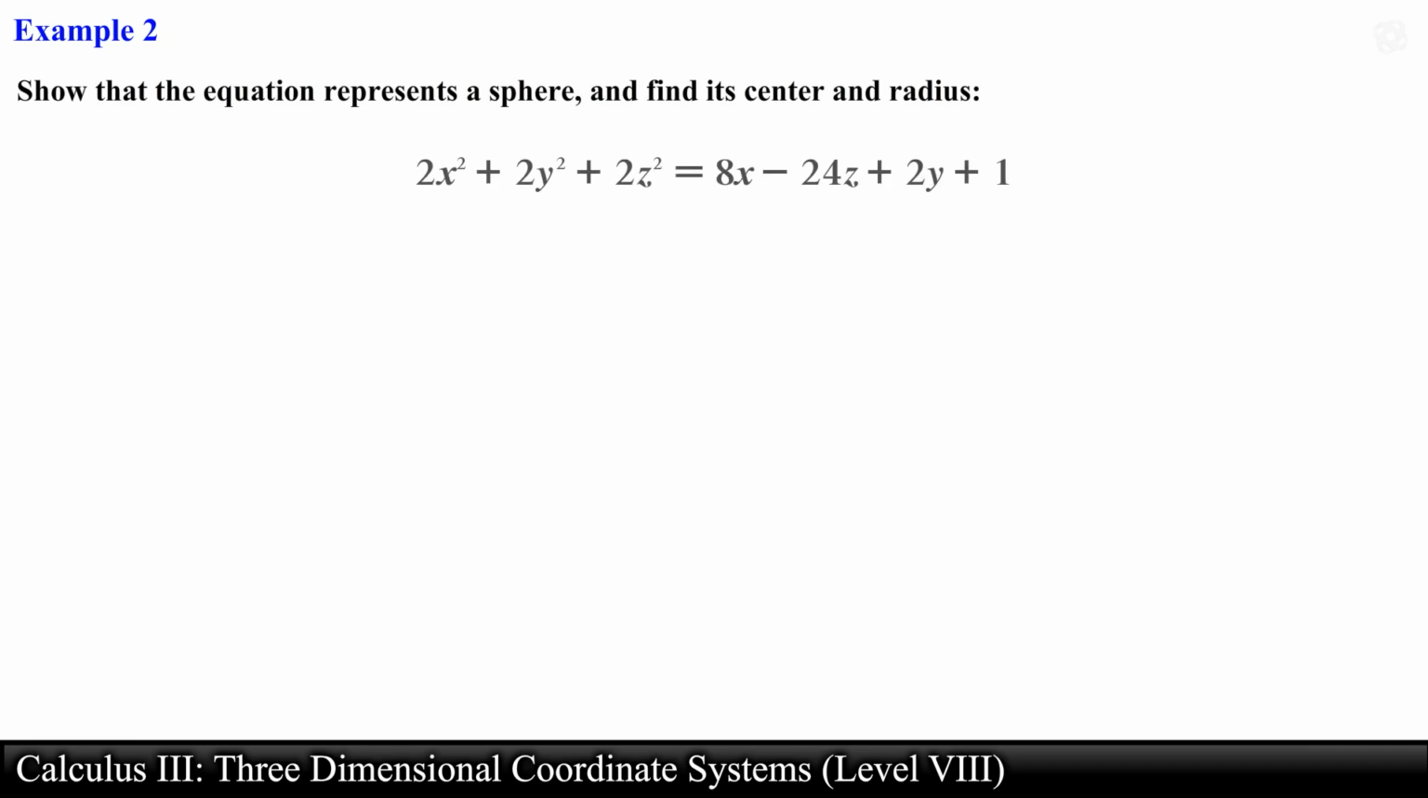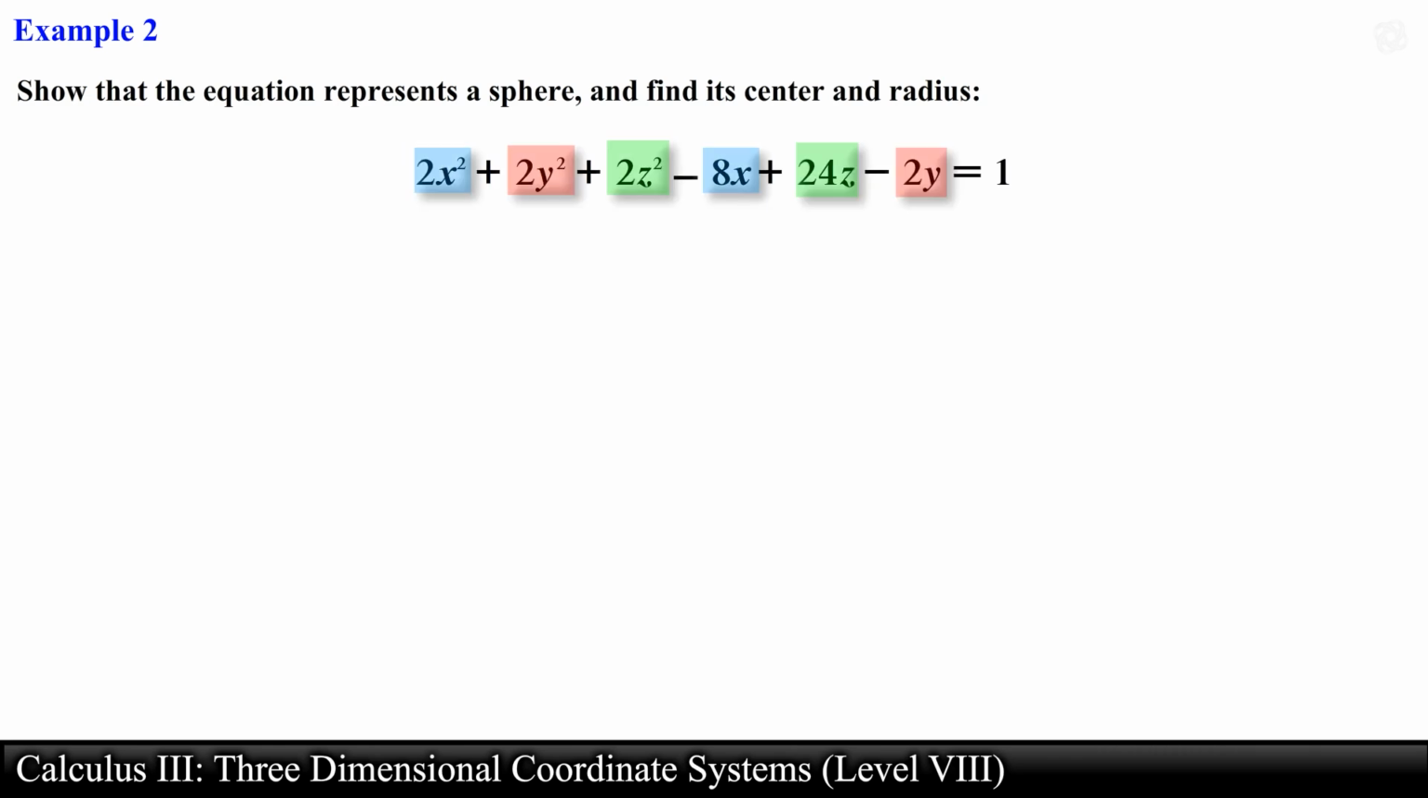Show that the equation represents a sphere and find its center and radius. Alright, similar to the previous example, let's go ahead and move all the terms with variables on one side, leaving the constant on the other side of the equation. So we subtract 8x, add 24z, and subtract 2y from both sides of the equation.